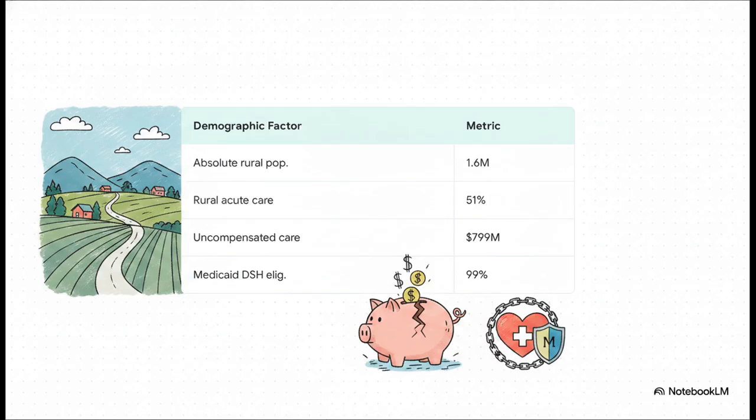But more critically, look at the financial exposure of their acute care networks. Uncompensated care was at $799 million in fiscal year 2020, and 99% of general acute care hospitals rely on Medicaid disproportionate share hospital payments. That baseline financial instability is really the core vulnerability the state has to address here.